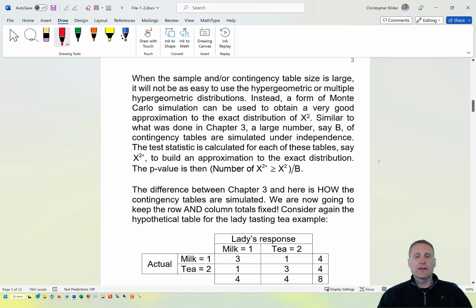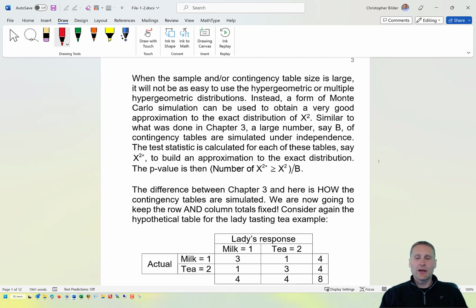Now, when the sample and/or the contingency table is larger than what we had here, we're not going to be able to simply use a hypergeometric distribution as we just did to help calculate the exact distribution for X squared. Rather, what we're going to need to do is actually simulate this distribution using Monte Carlo simulation and use some of the same kinds of methods that we saw back in chapter 3 when we did a Monte Carlo simulation test for independence.